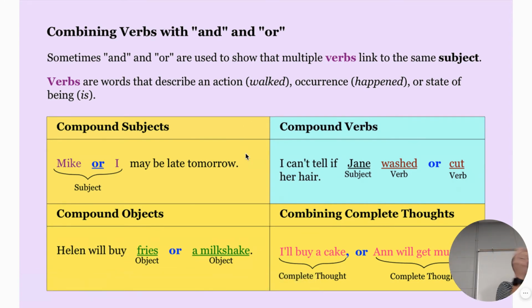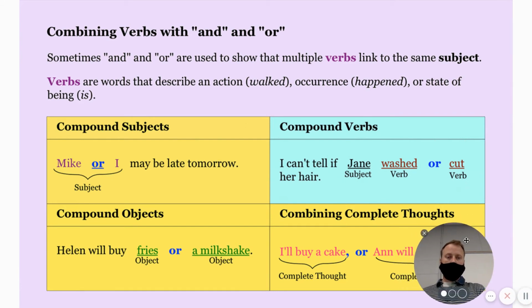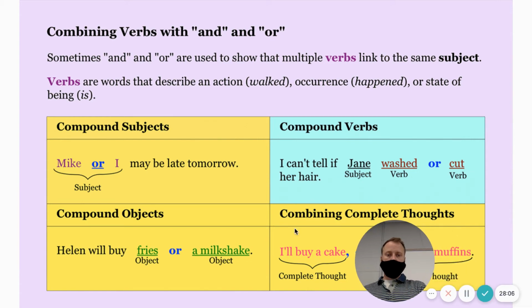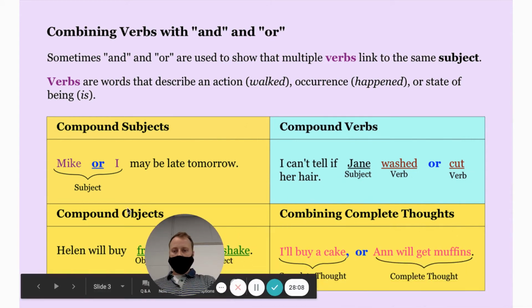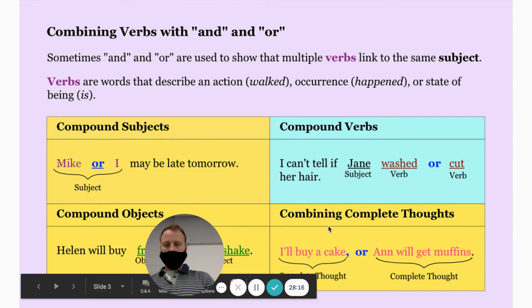So let me say that again. A subject does the thing. The object has it done to them, or to it. And then the last one is another example of complete thoughts. Get it out of the way. I'll buy a cake, complete thought, or Anne will get muffins. All right, so that will end our workshop for this.